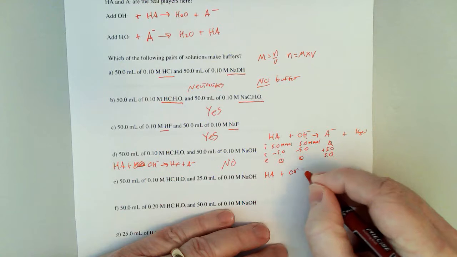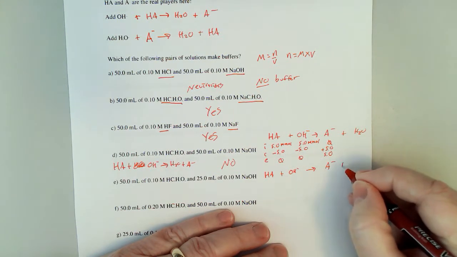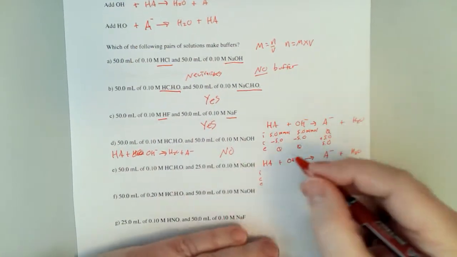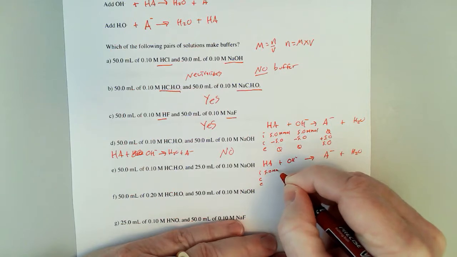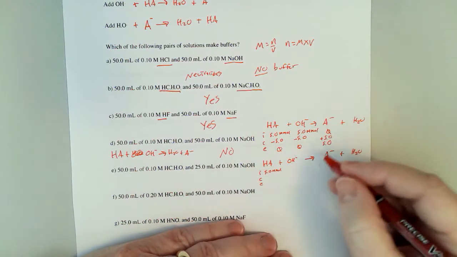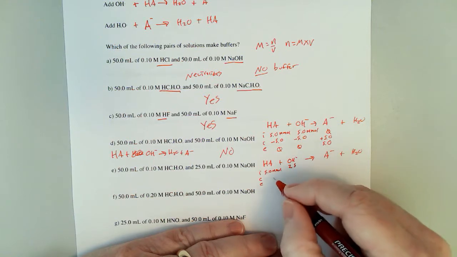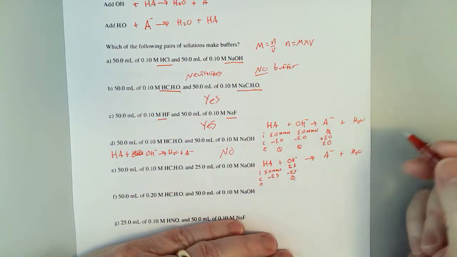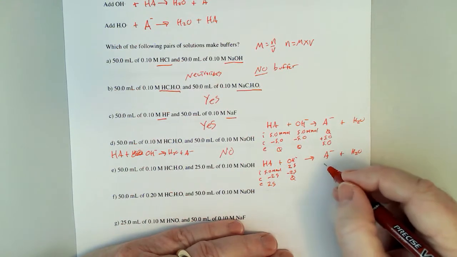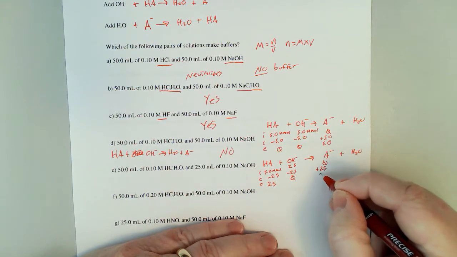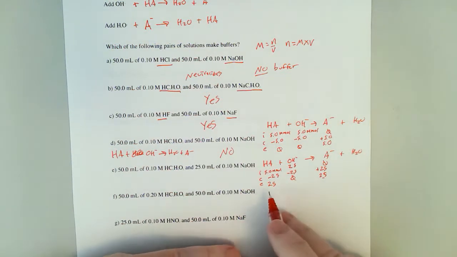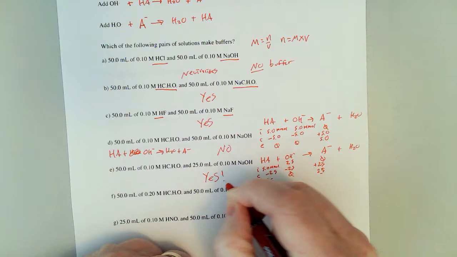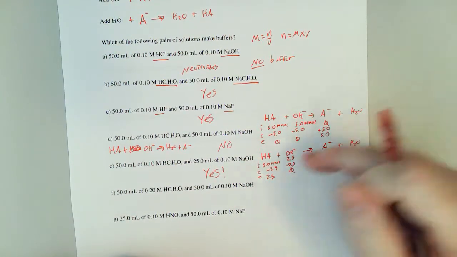HA plus the OH minus to give me A minus and H2O. So 50 milliliters times 0.1 molar, that's 5.0 millimoles. 25 milliliters times 1.0 molar is 2.5 millimoles. So minus 2.5, minus 2.5, because it's the limiting reactant, 0, 2.5, 0 plus 2.5, I've got 2.5. So I have HA and I have A minus present. Yes, that's a buffer. I have to have both of those present.